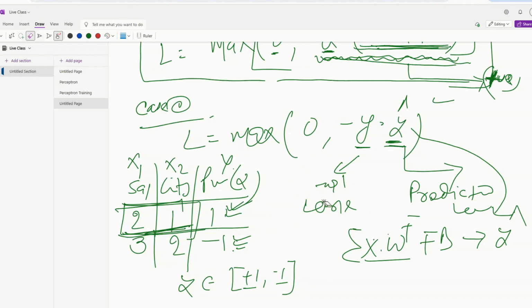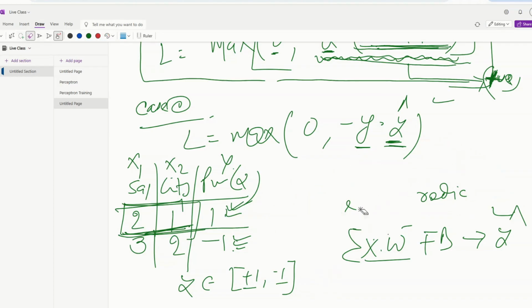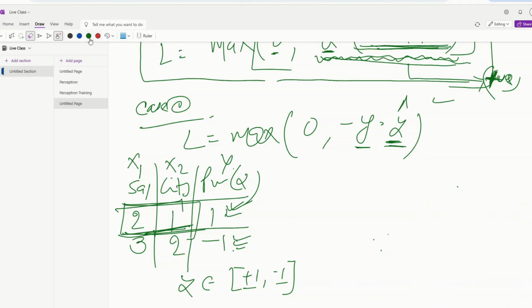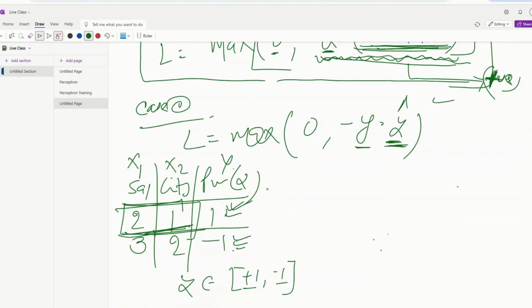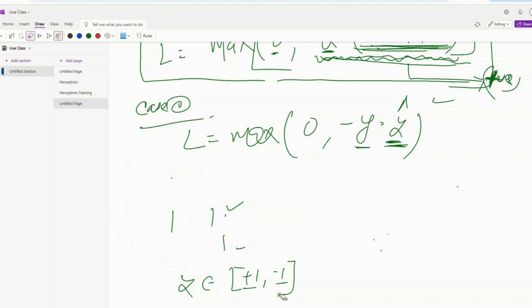So let me remove this. If you understand this whole concept, it's very simple. So I can write this term wtx plus b as y predict. Okay, I hope now you're able to understand. So what is this equation telling us? Let us understand the meaning of this equation so that our understanding will be very simple.